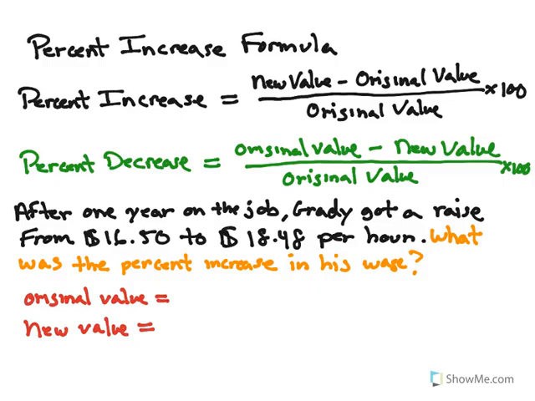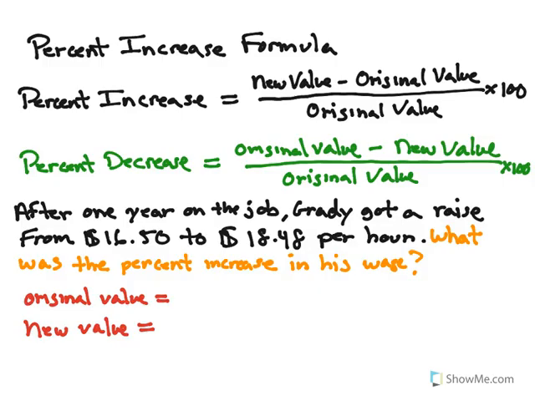So we're always going to be dividing by the original value, and we're always going to be timesing it by 100 to convert the decimal to a percent at the end. Okay? So let's look at an example. We have, after 1 year on his job, Grady got a raise from $16.50 per hour to $18.48 per hour. And the question is, what was the percent increase in his wage?